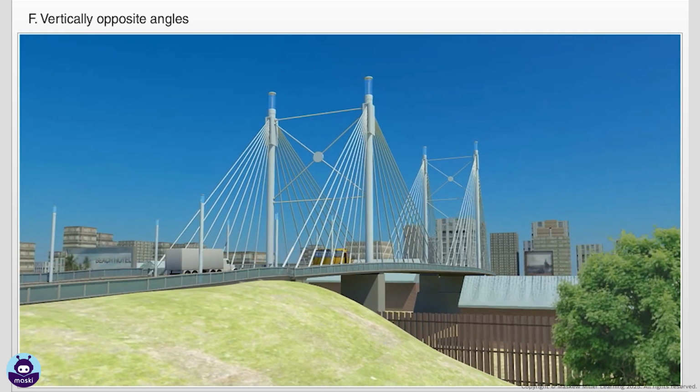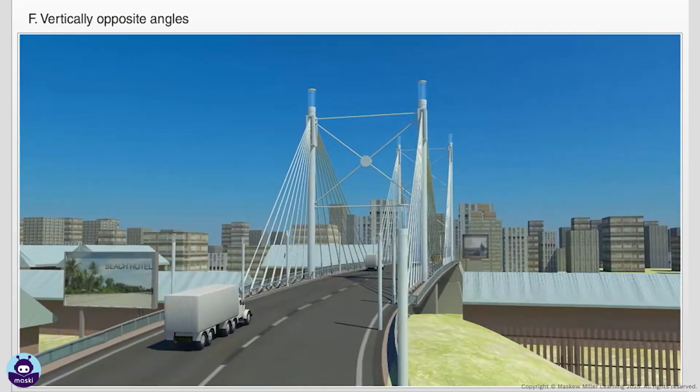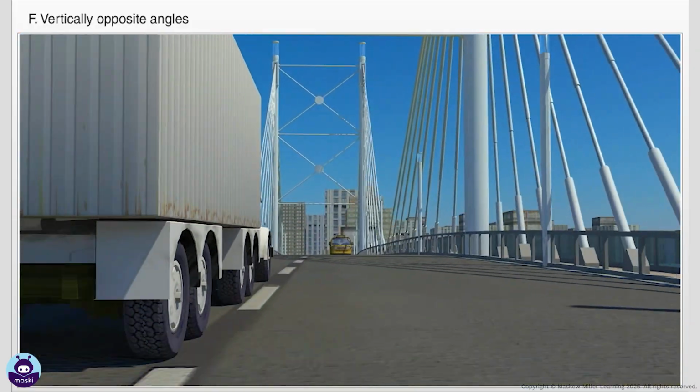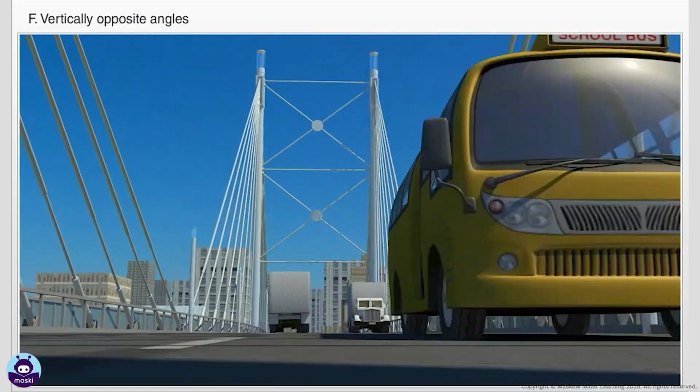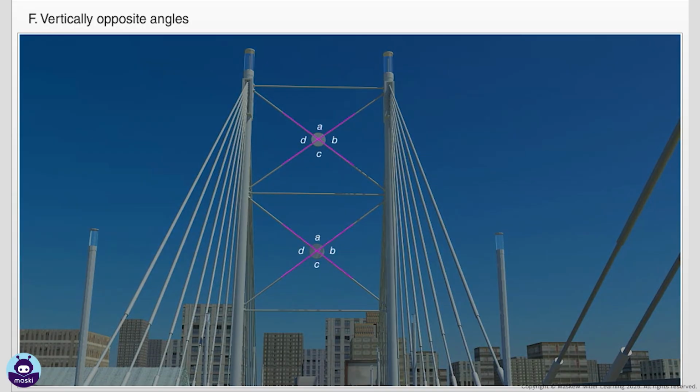When two lines intersect, the vertically opposite angles are equal. The vertically opposite angles share a vertex and are non-adjacent. One can spot 4 pairs of vertically opposite angles in the intersecting lines formed on the supporting structures of the Nelson Mandela Bridge at Johannesburg. Angle A equals angle C. Angle B equals angle D.